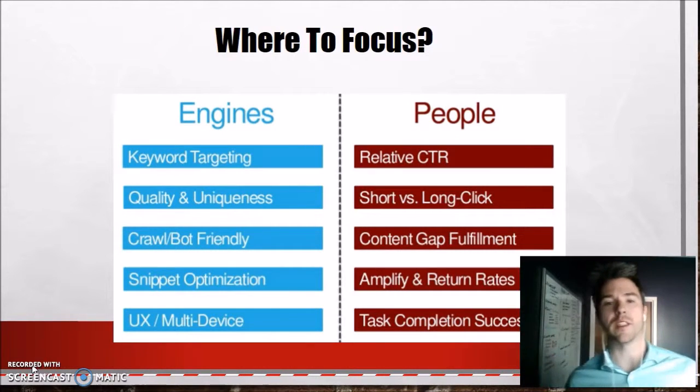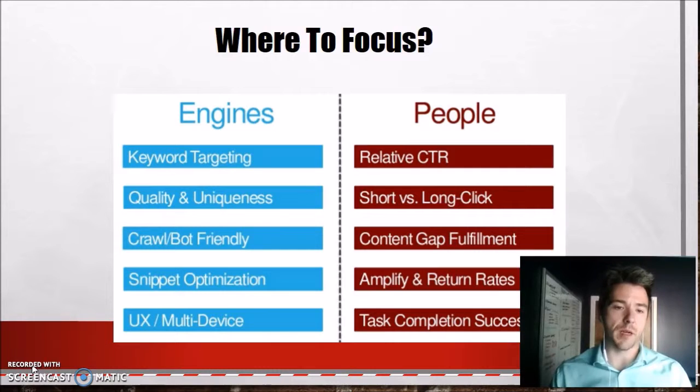So where should people be focusing now? There's still things that appeal to the search engine: keyword quality and uniqueness, crawlbot, snippet optimization, UX, multi-device. These are all technical SEO things that are never going away, but I think their impact is going to be much, much less. What's more important is the people factor.